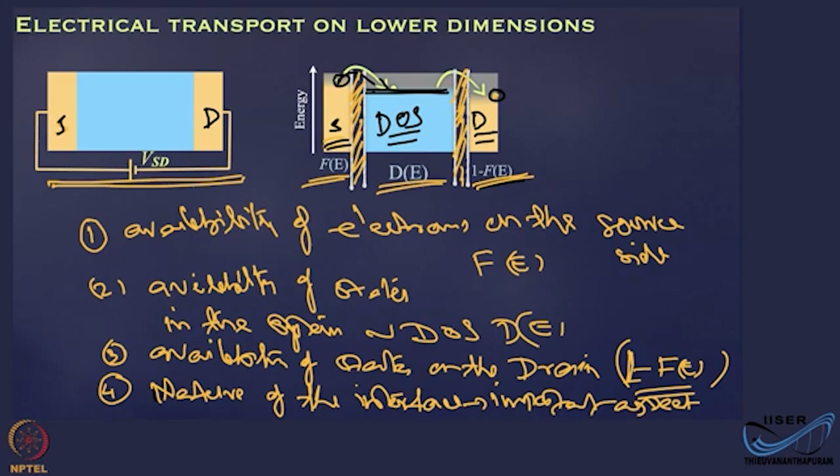So what we will do now is, we will look at these features in detail for various dimensions. And in the next session, we will start with the fourth one, the nature of the interface between the leads, which inject or take electrons out of the system, and the system. That is the focus of our discussion for the next couple of lectures. All right.